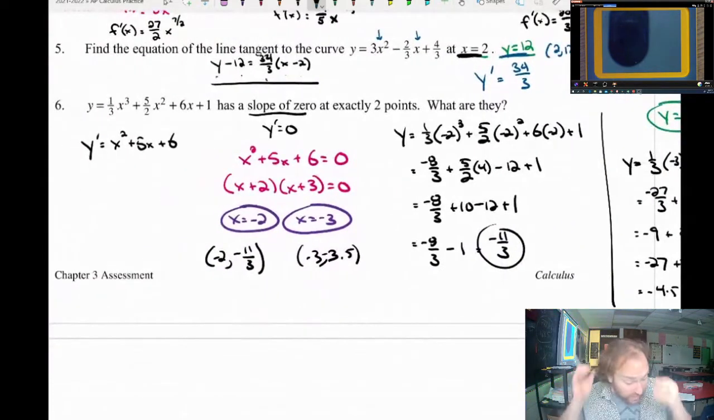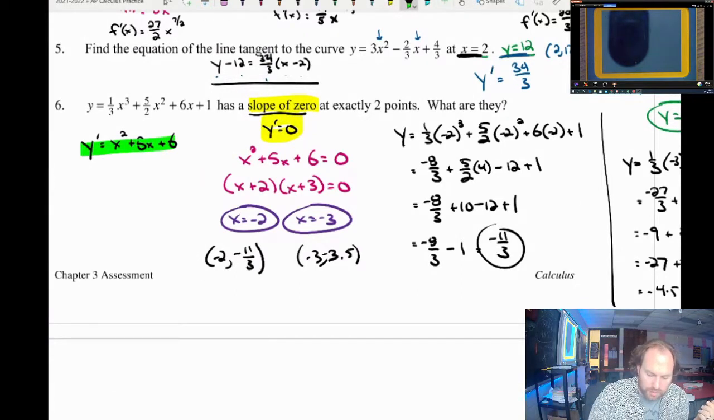Question 6 says that a certain function has a slope of 0 at exactly 2 points. Really, when we say slope of 0, we need y prime to be 0. So we find y prime, we set it equal to 0, we solve it and get -2 and -3.